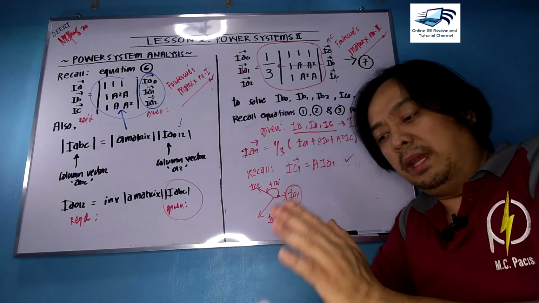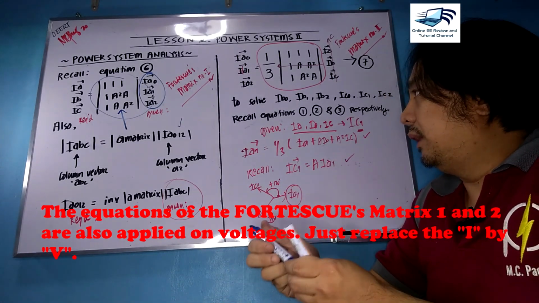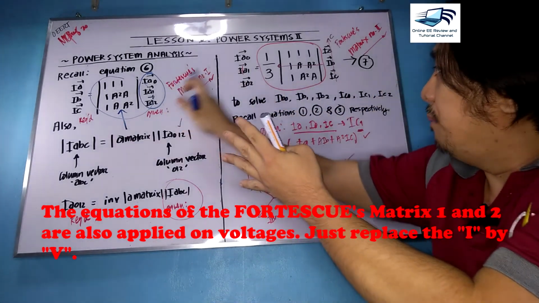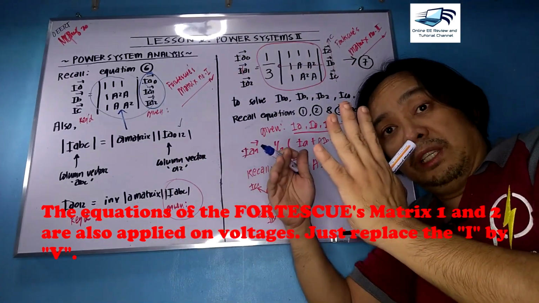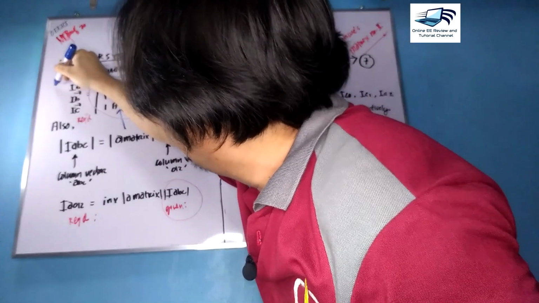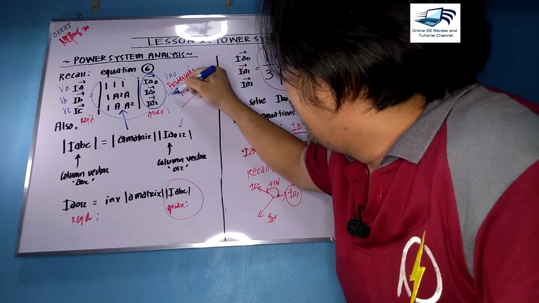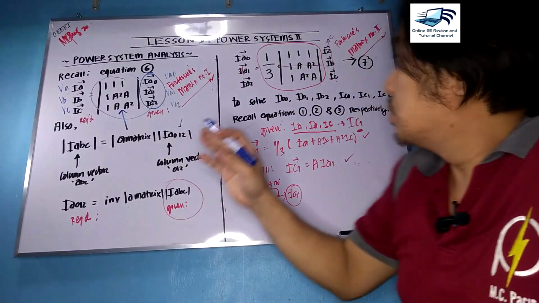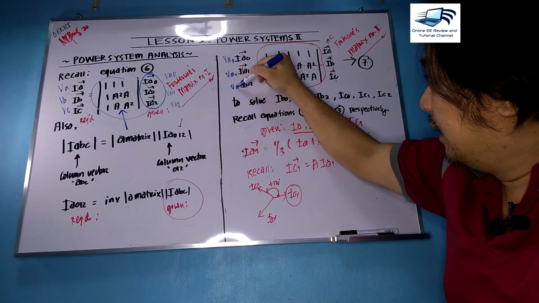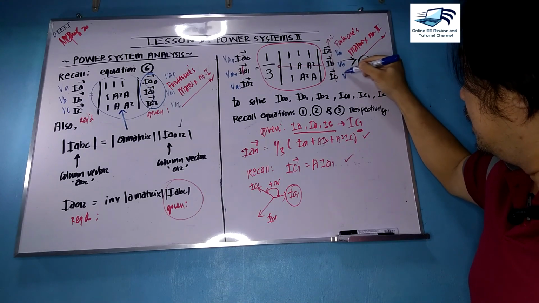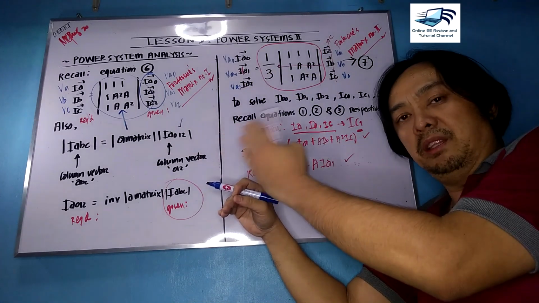especially when you're considering unbalanced conditions. By the way, before we end this one and before we go to the problems, please take note that we have here the two important equations, Fortescue's matrix number 1 and Fortescue's matrix number 2. They can be applied to voltage as well. All you have to do is to change all of the I's to V. You have VA, VB, and VC, and then you will get VA0, VA1, and VA2 respectively. So just change all of the I's to V, and then you are good to go, because those VA, VB, VC and IA, IB, IC depend on whether that is phase or line.